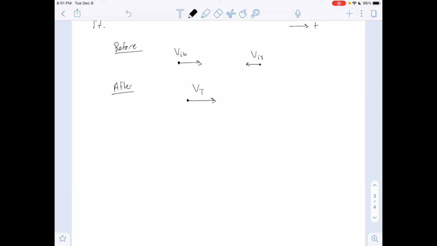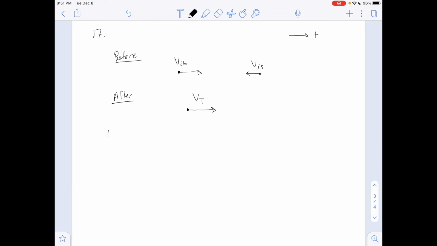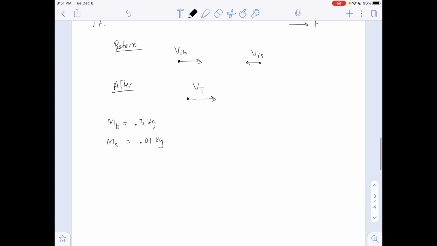Let's go ahead and write down some of these knowns here. We know the mass of the bird is 0.3 kilogram. The mass of the insect, I don't know why I called this s, but we'll just stick with that, the mass of the insect, we called it m s, is equal to 0.01 kilogram. And we need their total mass for the after collision, so we'll call this mass total, is equal to 0.31 kilogram.